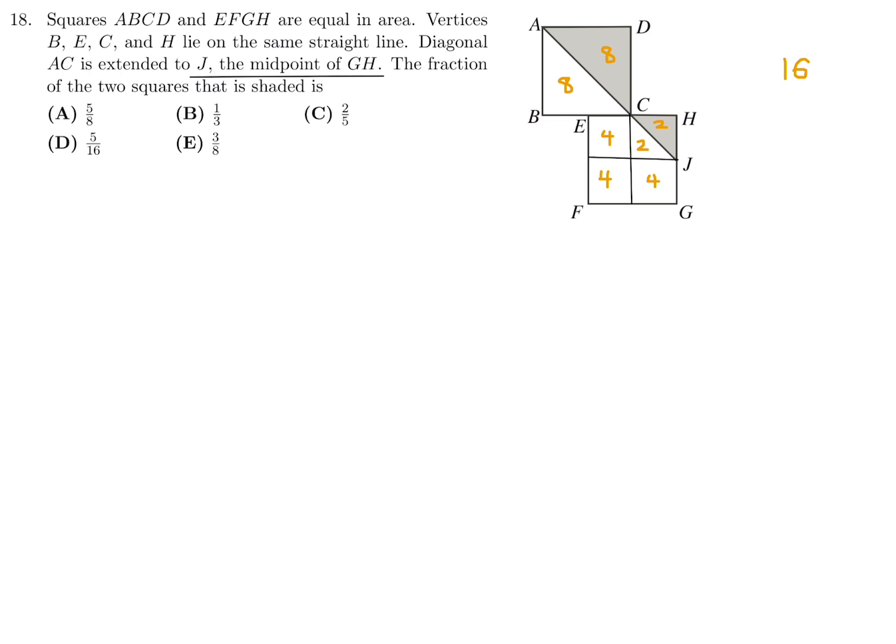And that's basically how you would approach this question. So the area of the shaded region is this 8 plus this 2, which is 10, divided by the total area of the two squares, which would be 16 times 2, which is 32. So in lowest terms, that's 5 over 16. And therefore, number 18, the answer is D.